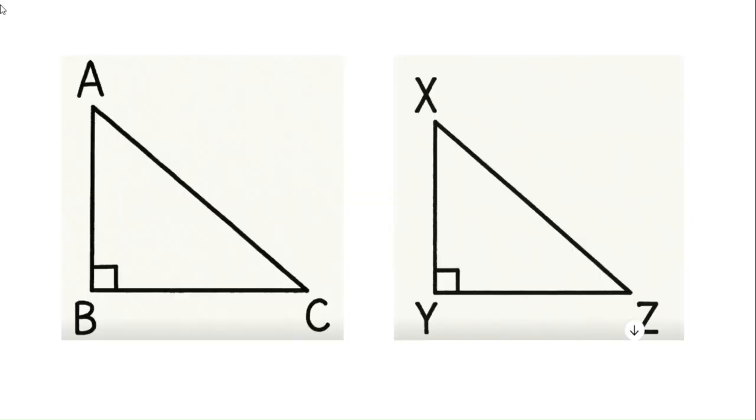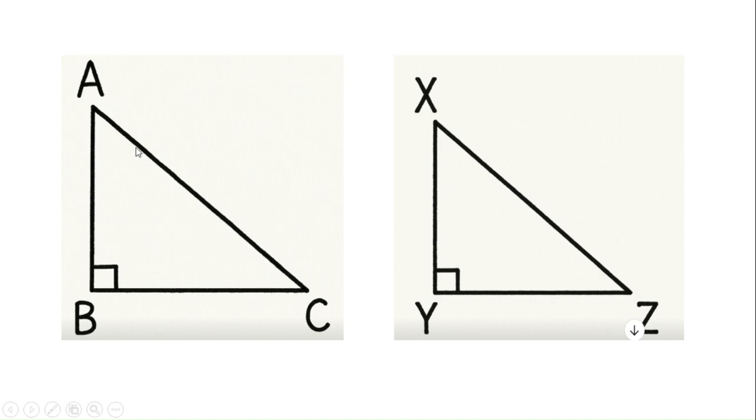There are two right angle triangles, triangle ABC and triangle XYZ. Let us assume in triangle ABC the right angle is at B, and in triangle XYZ the right angle is at Y. Obviously, in triangle ABC, AC is the hypotenuse, and in triangle XYZ, XZ is the hypotenuse. These are the basic rules of a right angle triangle that we know very well.